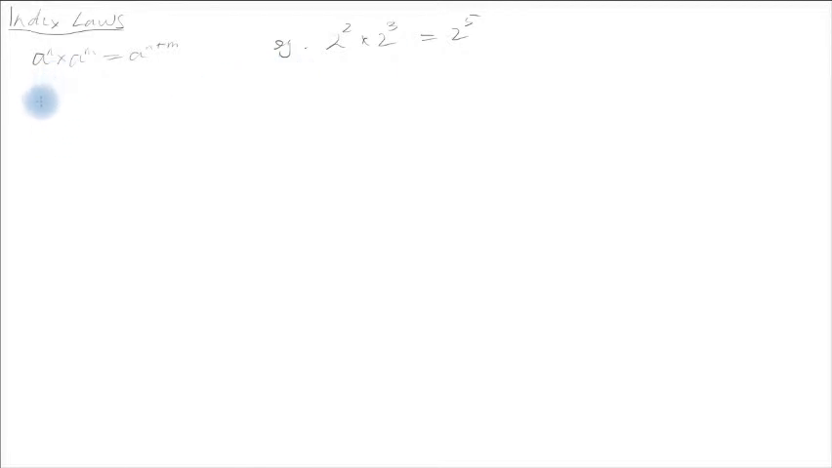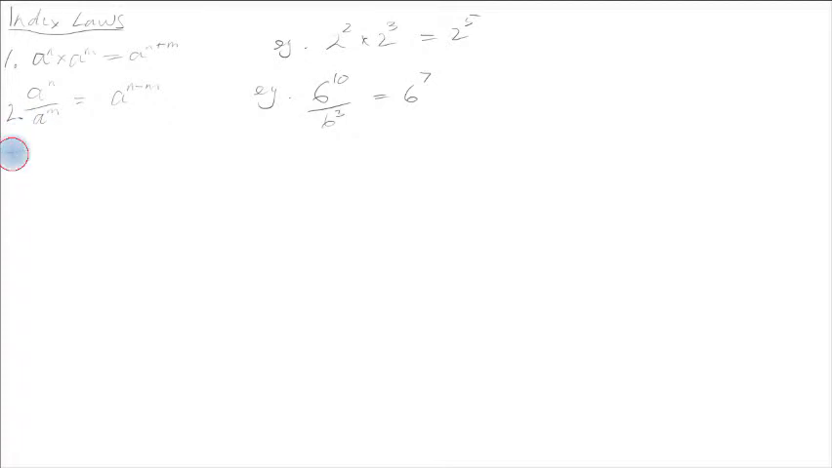Okay, next one's very similar. It's basically the same law but using division. This one basically says if you've got a to the power n divided by a to the power m, you can just subtract the indices. That's a to the power n minus m. So do an example of that. If you have 6 to the power of 10 divided by 6 to the power of 3, that is 6 to the power of 7 because we've subtracted the indices. Okay, so that's the first two.